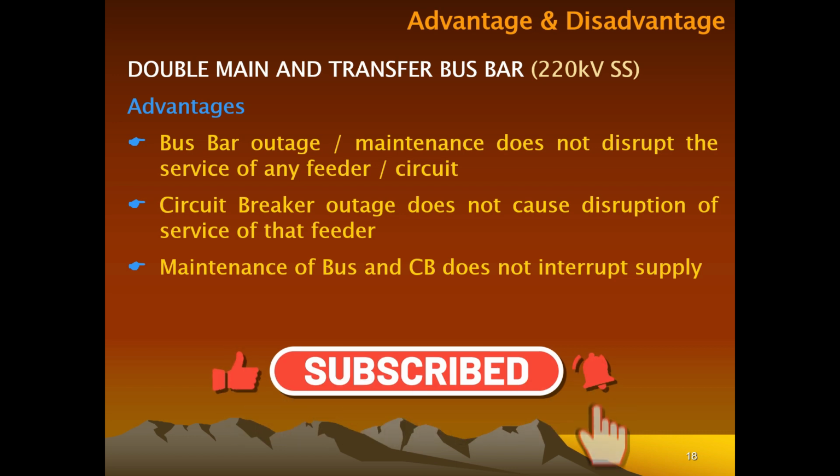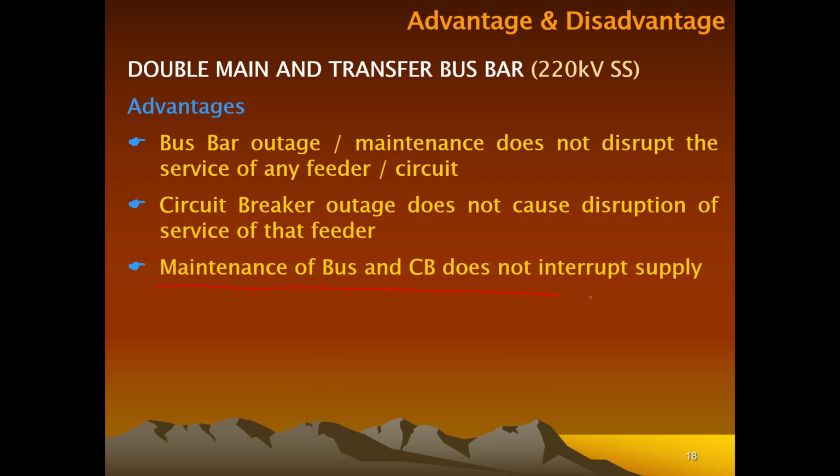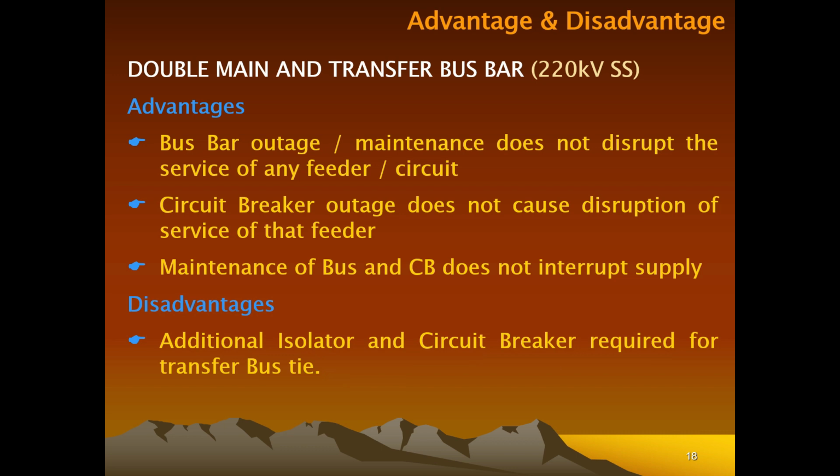Third thing, the maintenance of bus bar and CB. This is very important. Maintenance of bus bar and CB does not interrupt the supply. And the maintenance of bus bar and CB here means simultaneous maintenance. That is, if you are taking one bus bar and one circuit breaker out, then also your continuity of supply will be there. The drawback: additional isolators and circuit breaker are required for the transfer bus tie.